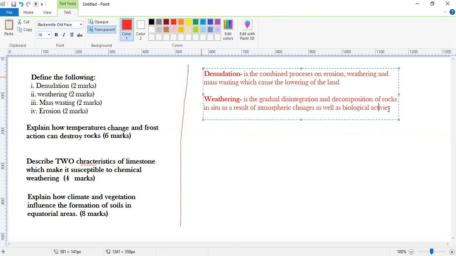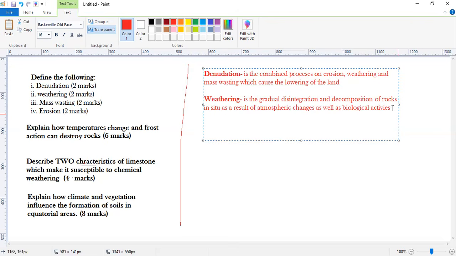Right? And sometimes you can't remember the exact definition. It's good for you to study the definitions of terms, but it is also important that you understand the concepts. When you understand the concepts, it is easier for you to remember the definition.